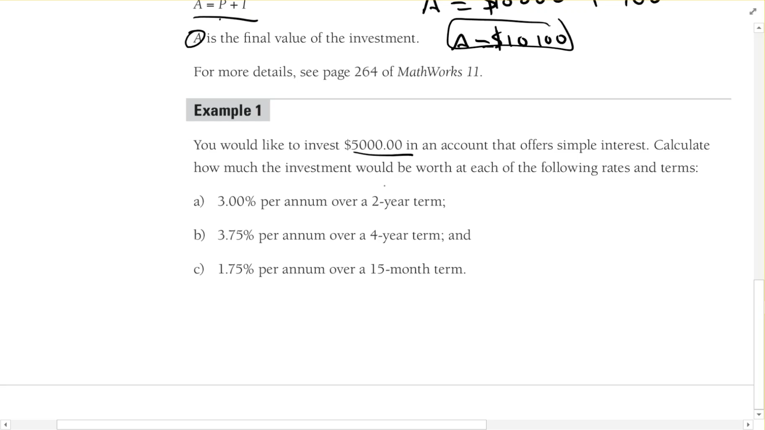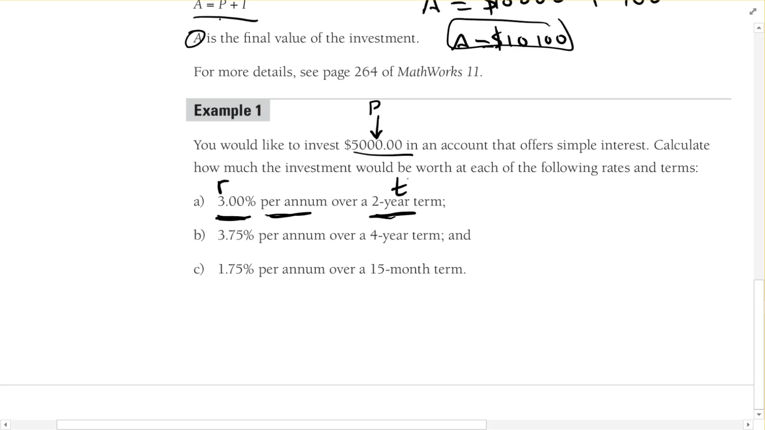Calculate how much investment would be worth at each of the following rates and terms. So $5,000, that's how much you want to put down, or that's your principal, right? So right away I'm just going to put a P there because that's what that's going to be. And now it says 3%, so that's my R value. And okay, so that's going to be per annum. And then over a 2-year term, so that's going to be my time.